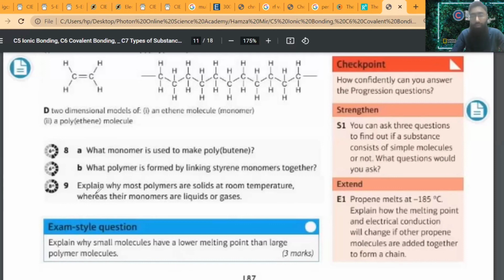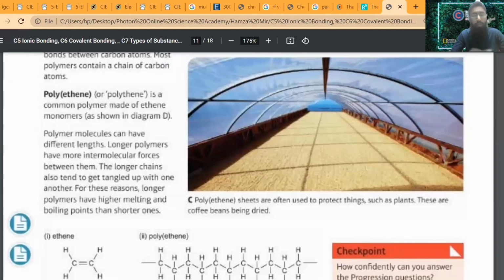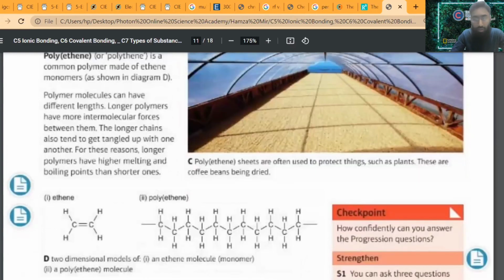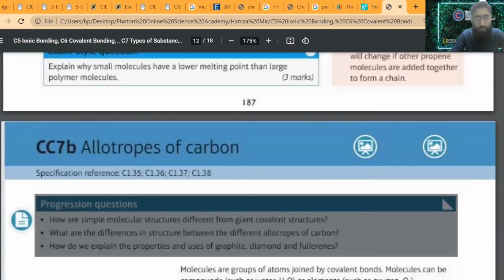Our concept is crystal clear, as these are also mentioned in these lines. Polymer molecules can have different lengths. Large polymers have more intermolecular forces. The longer chains also tend to tangle. Okay, but let us find other proper words. The question is why small molecules have lower melting points than large polymer molecules?